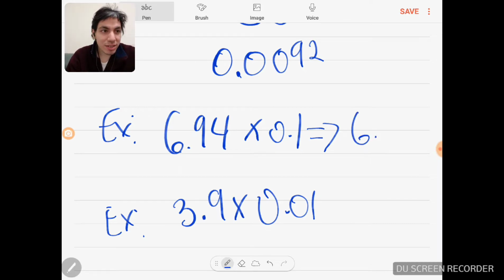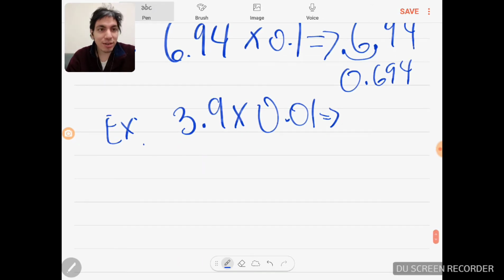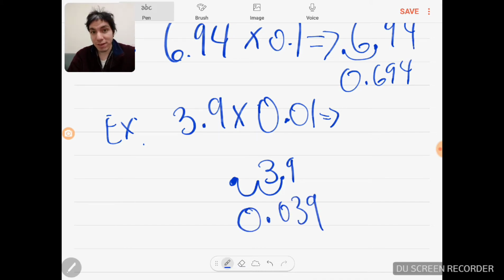I'm going to take 6.94, I'm going to move this decimal point to the left 1 place. So my answer is 0.694, and for this one, 3.9 times 0.01, I have to move it over 2 times, so I have 3.9 and 2 places over. My answer is going to be 0.039 as my final answer.